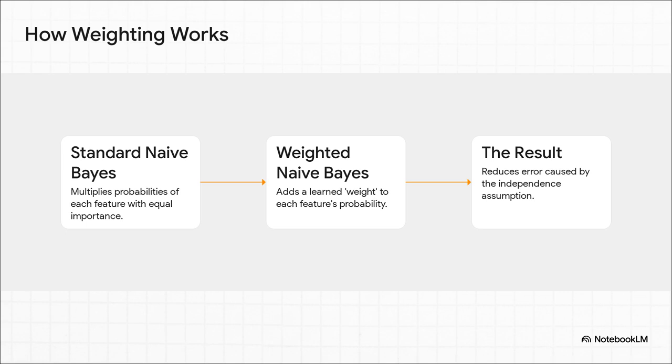Standard naive Bayes is like a jury, where every juror's opinion is counted equally. But a weighted approach is more like having a jury foreman who can say, okay, everyone's input is valued, but this juror over here is an expert witness, so their opinion gets a little more, well, weight. The algorithm actually learns the perfect weight for each feature, which lets it tone down the impact of those features that are messing things up.